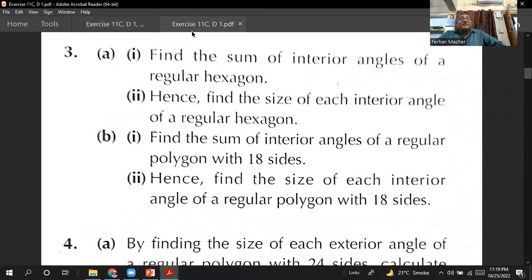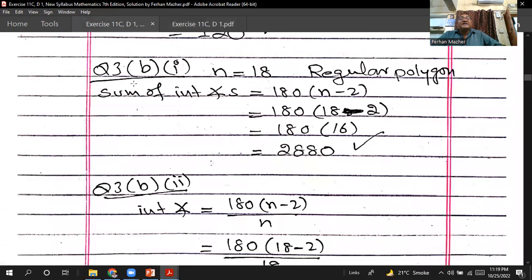So then this says B part, find the sum of the interior angles of a regular polygon with 18 sides. Okay, very easy. The formula is very simple. The n is 18, so the sum of the internal angles of an 18-sided polygon will be equal to 180 bracket n minus 2 bracket close. So it will be 180 bracket 18 minus 2 bracket close, and it will be 180 into 16, and that will be 2880 degrees.